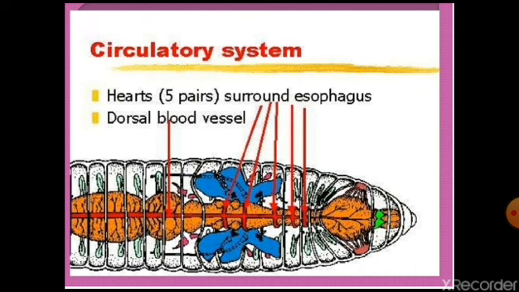Here you can see the circulatory system. Actually, the blood vessels are also shown there. Dorsal blood vessel is there, and 5 pairs surrounding the heart, surrounding the esophagus. That is the heart. 5 pairs of hearts are there, which surround the esophagus.